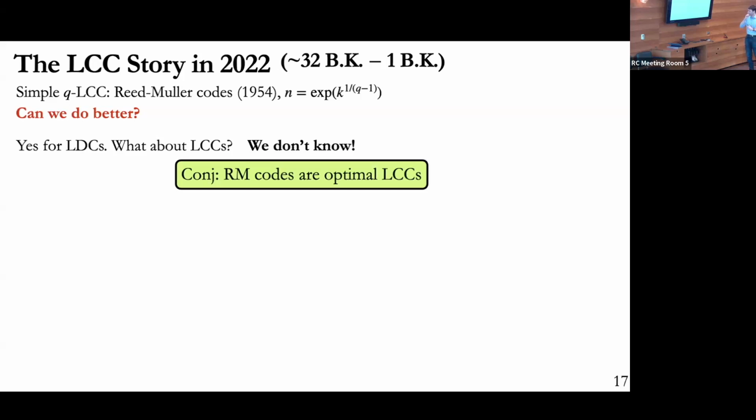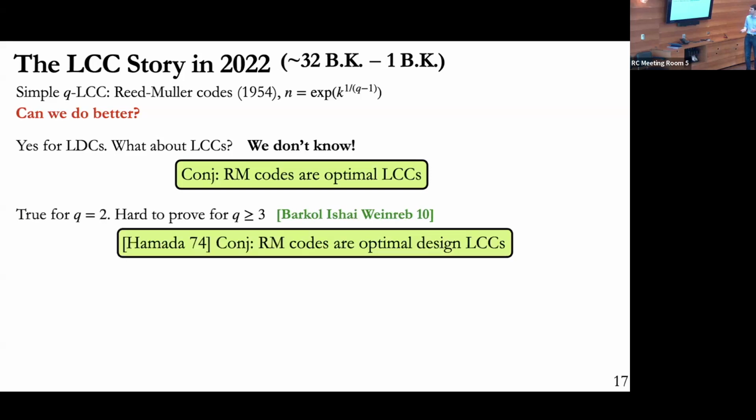Okay, so you can conjecture this. And again, we actually know this is true for Q equals 2, the Hadamard code. It's hard to prove for larger Q because this work of Barkol, Shaiy, and Weingarten proved that it's basically some stronger form of the Hamada conjecture from design theory. This conjecture, when rephrased in the language of locally correctable codes, just says that Reed-Muller codes are optimal design LCCs, where, if you know what a block design is, this formally means that the parity check matrix of the code is a block design.